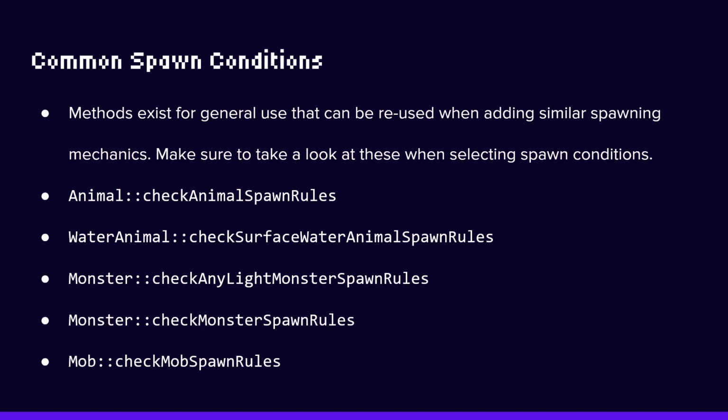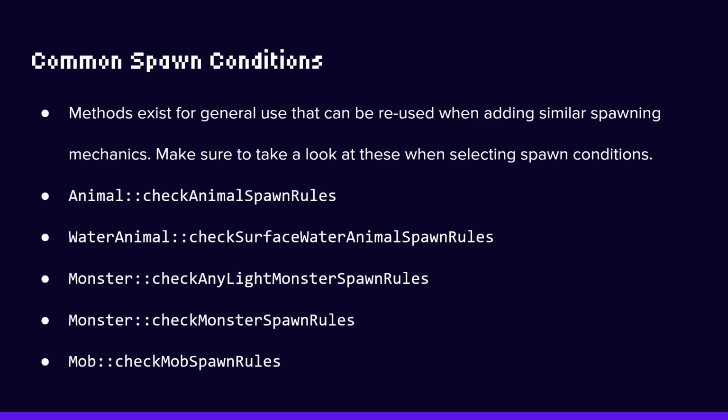The monster one, there's one for light, any light, and there's one for darkness specifically. And that also enforces that if you're on peaceful, they won't spawn because of that. And then you have mob, and that one is used by just anything in general.